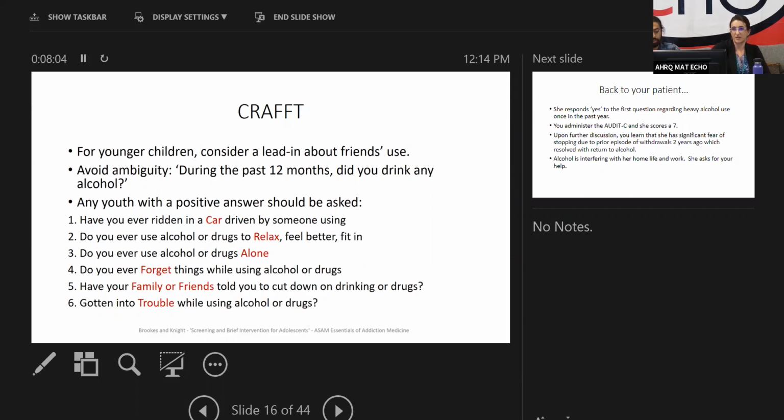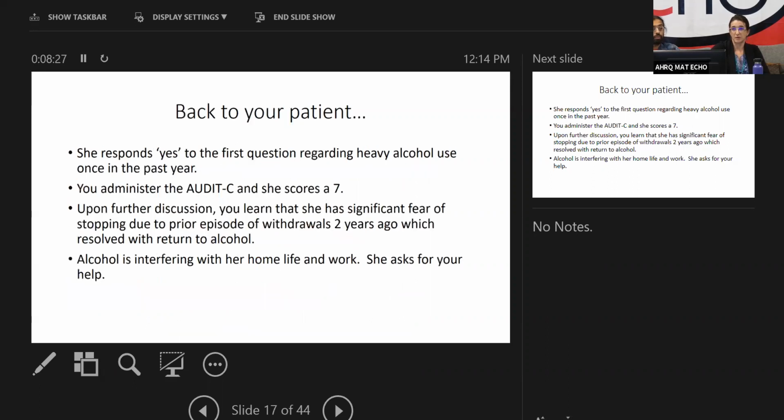should then be asked with, and this is what the CRAFT stands for: Have you ever ridden in a car driven by someone who's using? Do you ever use alcohol, this model is also for other drugs, to relax? Do you ever use alcohol or drugs alone? Do you ever forget things while you're using? Have your family or friends told you to cut down? And have you gotten into trouble while using alcohol or drugs?